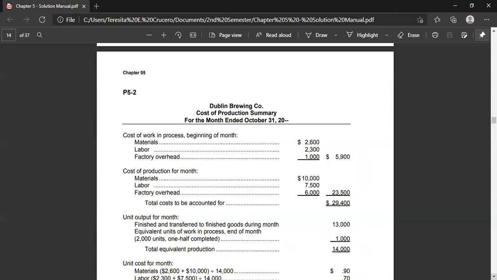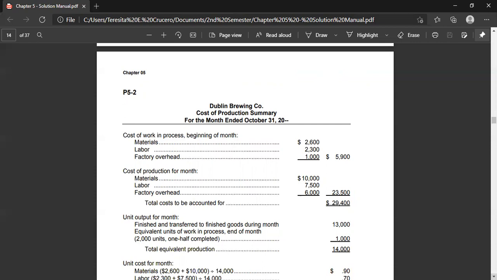5,900. Then we have the cost incurred during the month for 23,500. We add this to the work beginning of 5,900. So the total cost is 29,400. Production data: 13,000 units finished and transferred to the stock room. So we have now 13,000 units. Then at the end of the period, you have work in process, end of 2,000, one half completed.